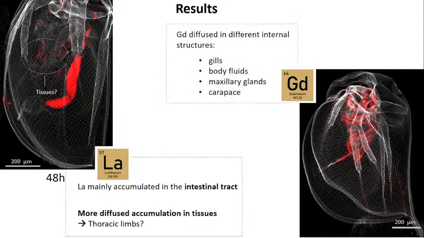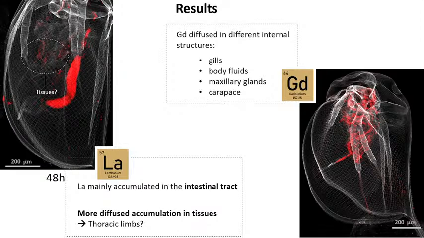And then on the other side, we have the gadolinium, where we can see that the metal was much more diffuse in all the different tissues of the organism. And according to different pictures that I have but cannot show you today, as it would be a bit too long, I was able to say that the gadolinium seemed to hide in the gills, the body fluids, the maxillary glands, and also a bit in the carapace, meaning that it was more diffuse and in a lot of different tissues of the organism.